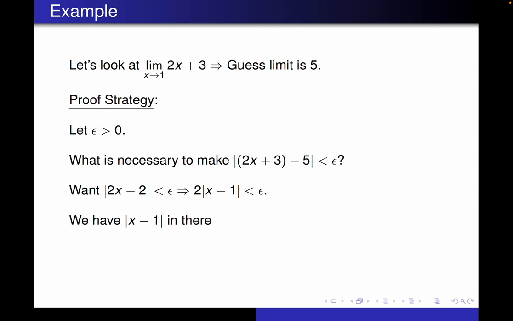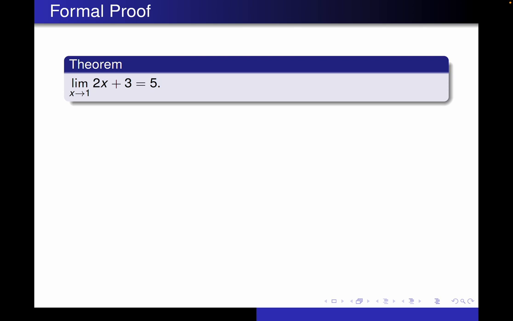And that is actually very encouraging because we have absolute value of x minus 1 in there. That's very much related to our delta. So yay for us. So if we solve for absolute value of x minus 1, we get absolute value of x minus 1 is less than epsilon over 2, which suggests that our delta should be epsilon over 2. You can see that we get a different delta for different epsilons. And whatever our epsilon that Peeves gives us, we take half that number to be our delta. All right, so that sets us up for our proof.